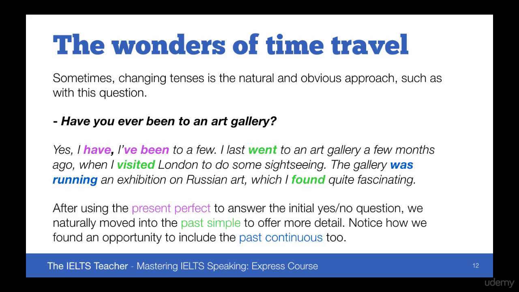Well, after using the present perfect to answer the initial yes-no question, so identifying the question and using the grammar from it to get started in our response, we then naturally move into the past simple. It's quite a natural progression here. It'd be a bit strange to stay in the present perfect to offer a bit more detail. But notice that we've also found an opportunity to include the past continuous too. The gallery was running. That takes a little bit more thought and consideration.